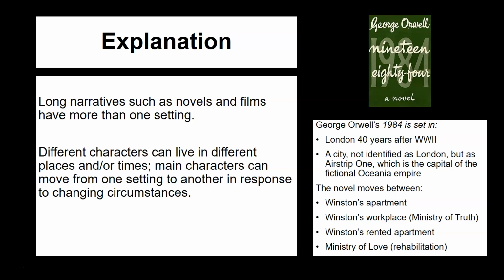A great example of this is George Orwell's 1984, which is set in London, 40 years after World War II, in a fictional city which isn't identified as London but as Airstrip 1, which is the capital of the fictional Oceania Empire. Winston, the main character, moves between his apartment, his workplace at the Ministry of Truth, his rented apartment, and the Ministry of Love, where he is rehabilitated.